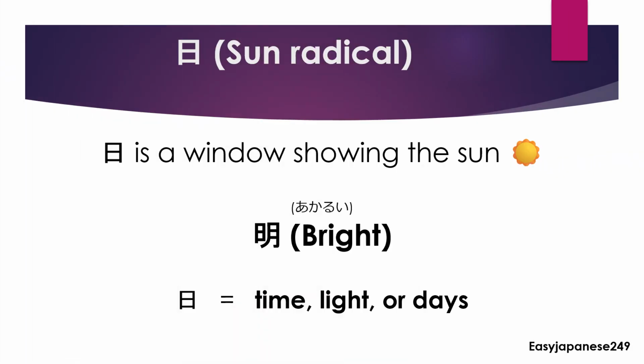This radical means sun or day. It looks like a window showing the sun. Imagine sunlight shining through a square window. The example is akarui. This kanji indicates time, light, or days.